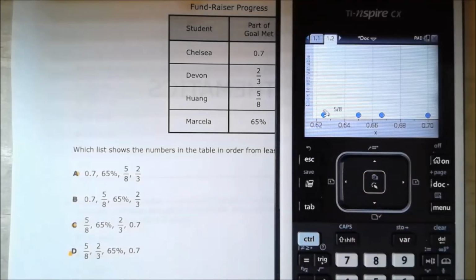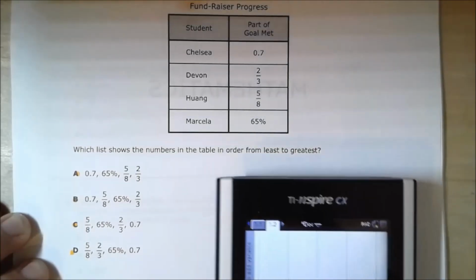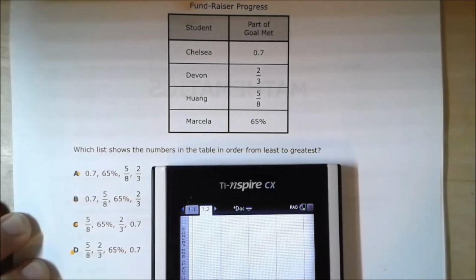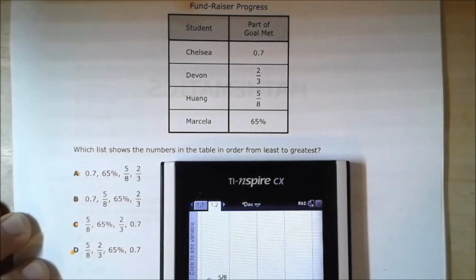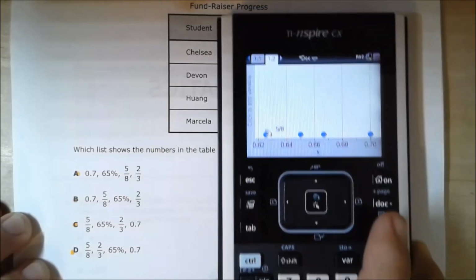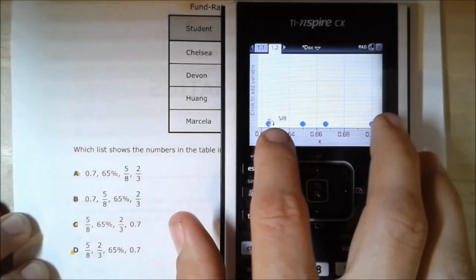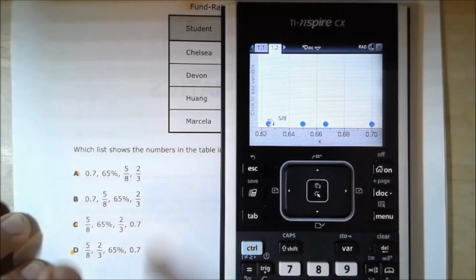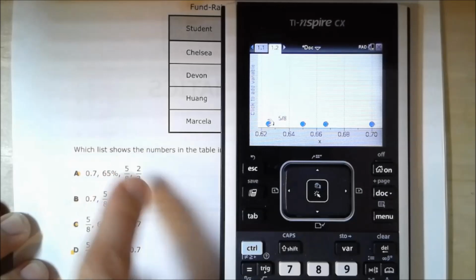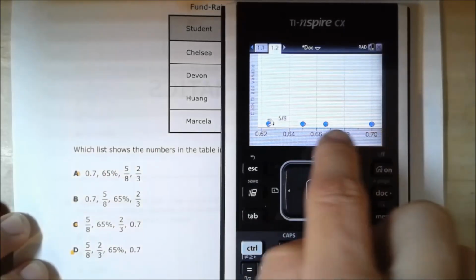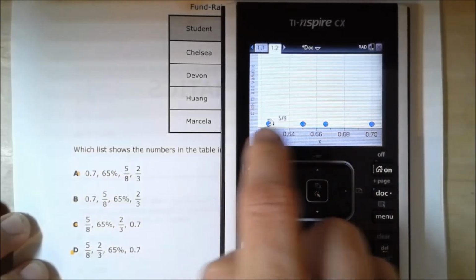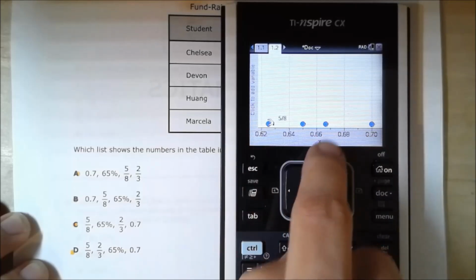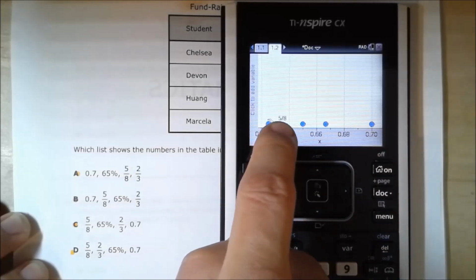Now keep in mind that whenever we do this, it is ordering them from least to greatest. In this particular question, it does say to order the numbers, which list shows the numbers in the table from least to greatest, and that's what we want. The reason I'm saying keep in mind is because if it were to ask you to order them from greatest to least, you'd be starting from the right and going back. But notice it goes from a smaller number to a bigger number, so we are going from least to greatest. So our first number should be 5/8.